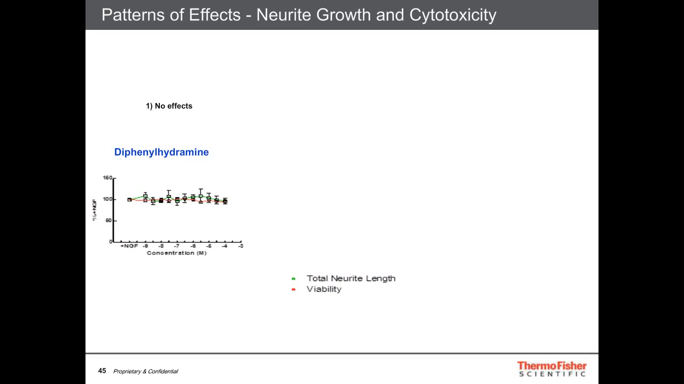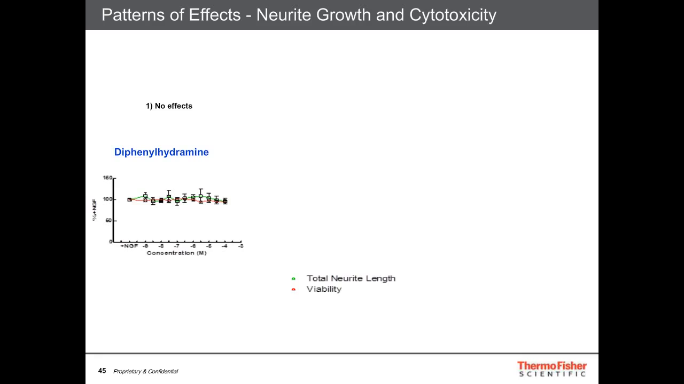All right, so what I wanted to share were some of the different patterns of effects that we observed in looking at these different environmental compounds. Diphenhydramine is a compound that is classically thought to be without toxicity for developmental neurotoxicity. It's the active ingredient in Benadryl, so it's an antihistamine.